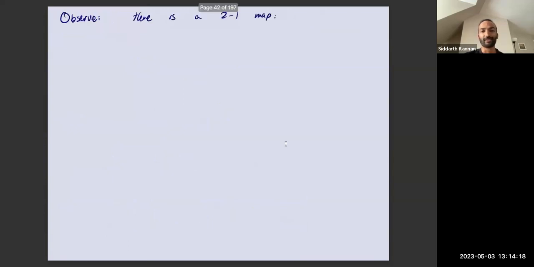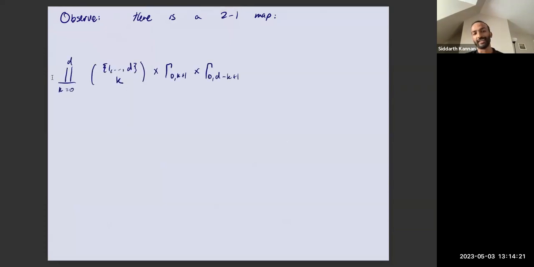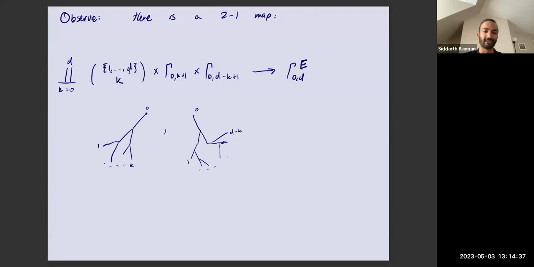Okay, so let's observe something. If I take this seemingly random set, I can actually map it to gamma 0 DE. Recall this is D-marked trees together with a choice of edge. How does this go? Let's momentarily ignore this k-subset of d and just think about these two factors. I have a 0 through k marked tree here, and a 0 through d minus k marked tree here. Well, I can just glue at the two leaves marked by 0 and smooth the resulting degree 2 vertex. Then I have a tree with d leaves, and a natural choice of edge, the edge that came from gluing these two half edges together.